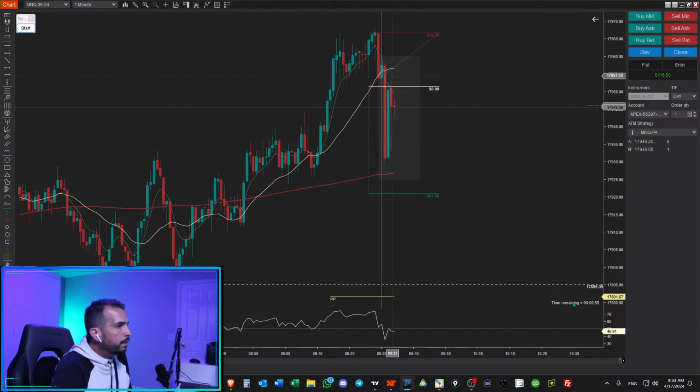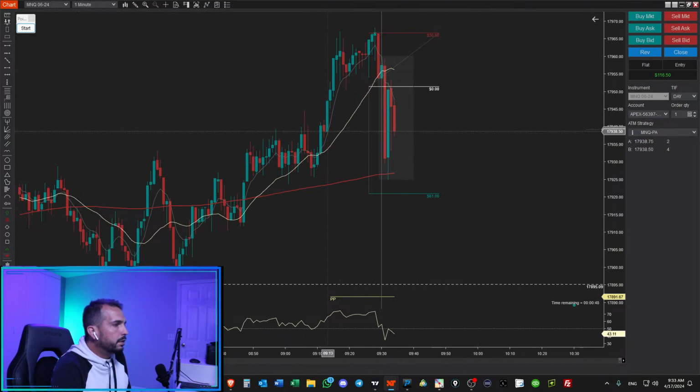This is the fifth candle. 1, 2, 3, 4, 5. Yes, so we got the high and the low right there. Let's see what the breakout on that is.